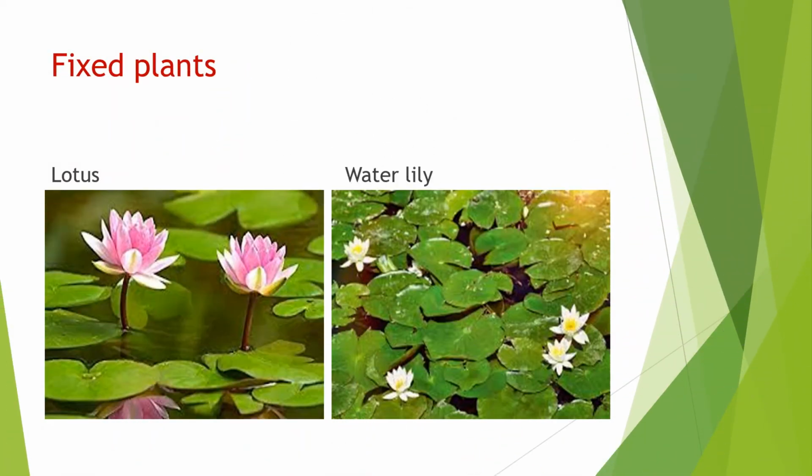Fixed plants have roots that are fixed to the bottom of the water body. The plants have a long, hollow stem that reaches the surface of the water, and the leaves are broad and light and float on water. Stomata are present only on the upper surface of the leaves. Chlorophyll is present in the leaves, so they are green in color and can photosynthesize. The leaves are coated with a wax-like substance so that they do not rot in water. Examples of fixed plants are lotus and water lily.